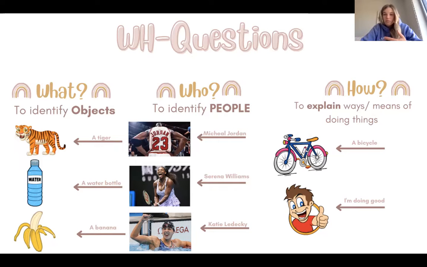The next one isn't WH, but it still fits in the category. It's how. And how is used, if we're asking someone how to do something, we're asking for them to explain ways or the means of doing things. So if you say, how do you get to school? I ride to school on my bicycle. Or we can ask somebody, how are you doing? I am doing good.